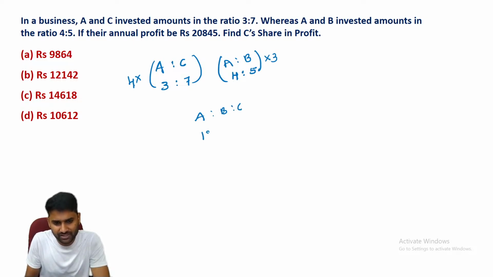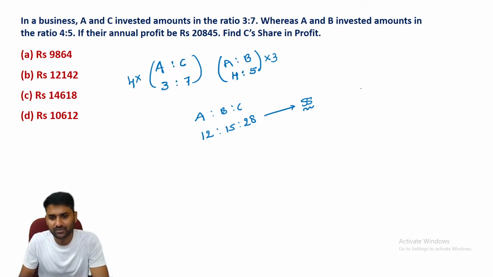4 threes are 12 units here. Again 3 fives are 15 units here. 7 fours are 28, so the C value is 28. Now the sum of the values is 55 units. Now see, if 55 units become 20,840, what about each unit value?